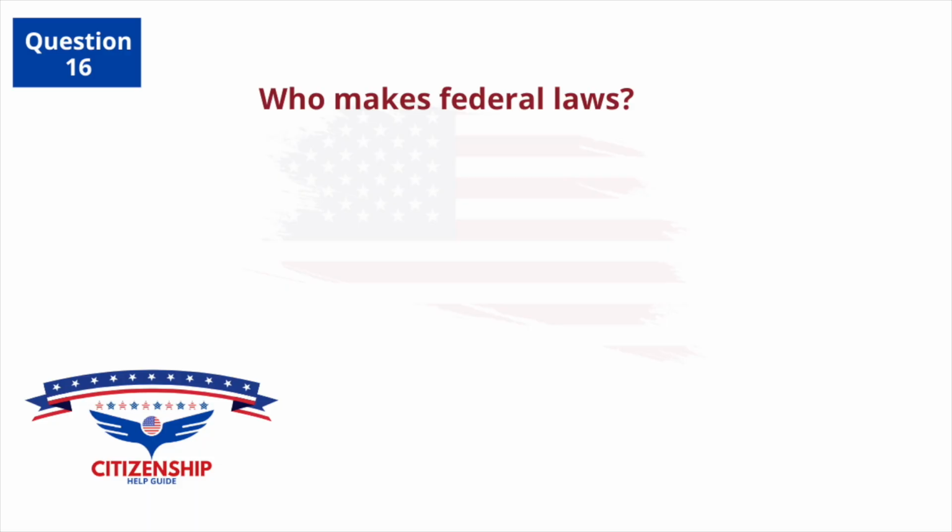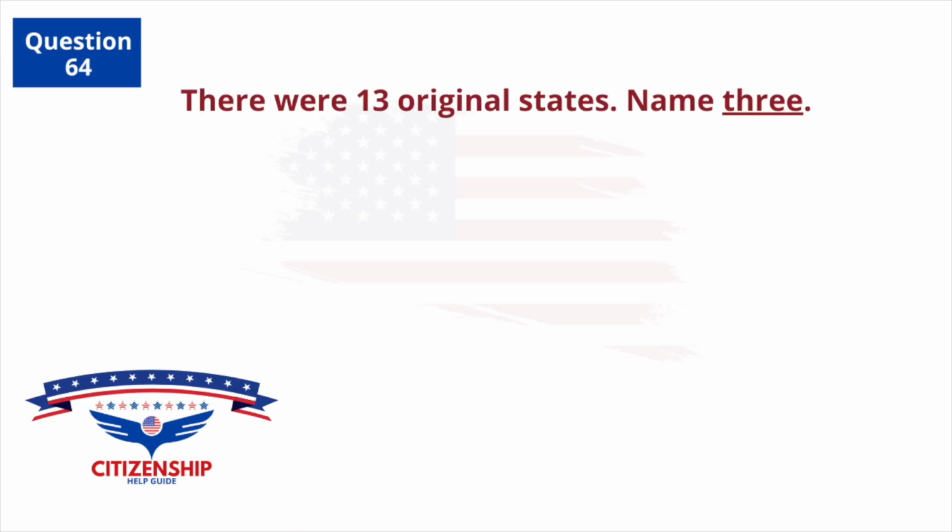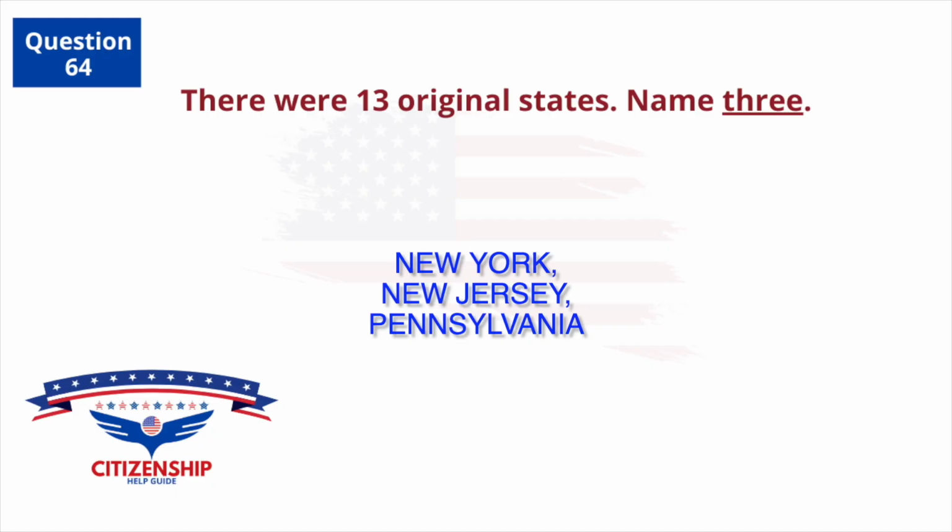Who makes federal laws? Congress. There were 13 original states. Name 3. New York, New Jersey, and Pennsylvania.